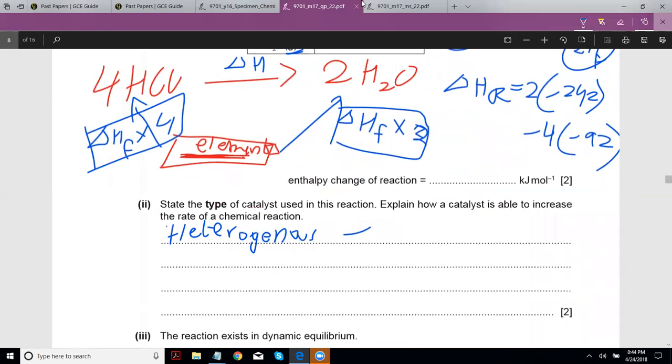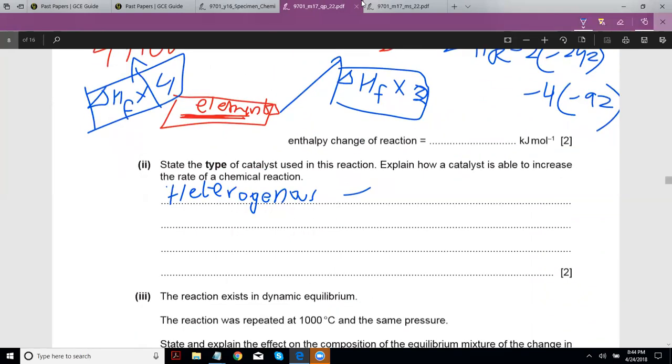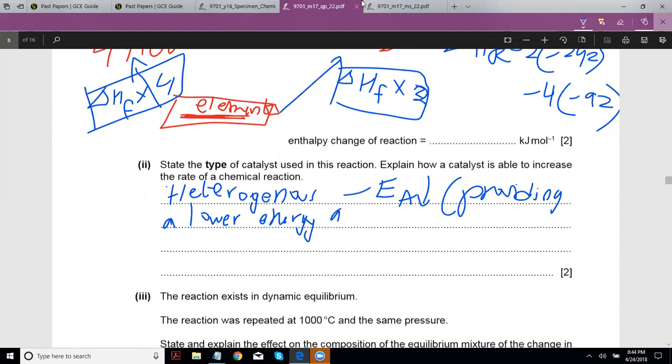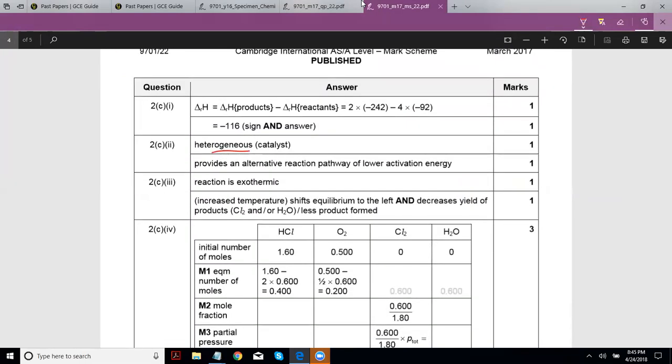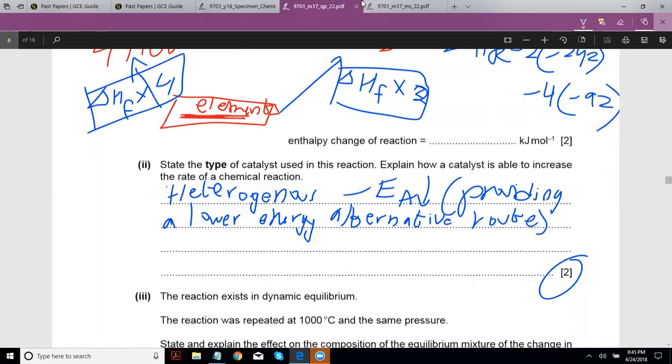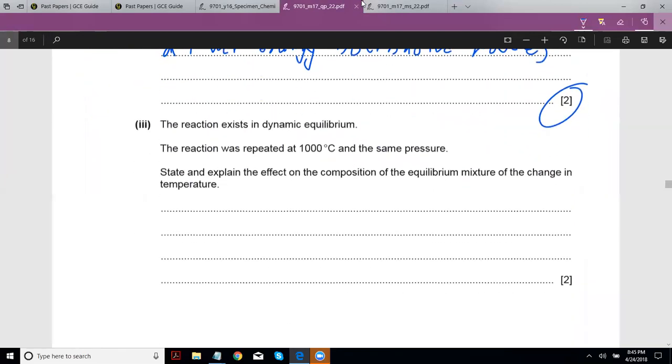Explain how a catalyst is able to increase the rate of a chemical reaction. So it does so by lowering the activation energy by providing a lower energy alternative route or reaction pathway. Hamza, anything else we need to mention? It's only 2 marks. No, this is enough. So heterogeneous, yes, alternate pathway of lower activation energy. That's the idea.